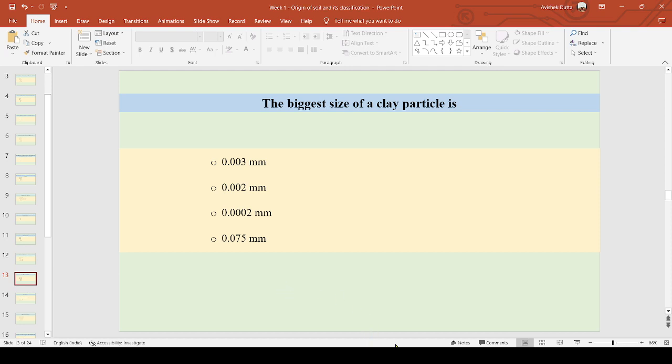The biggest size of a clay particle is? The options are 0.003 mm, 0.002 mm, 0.0002 mm, or 0.075 mm.